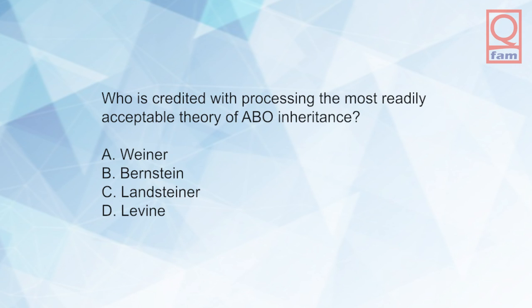Who is credited with proposing the most readily acceptable theory of ABO inheritance? A. Wiener. B. Bernstein. C. Landsteiner. D. Levine. The answer is C. Landsteiner.